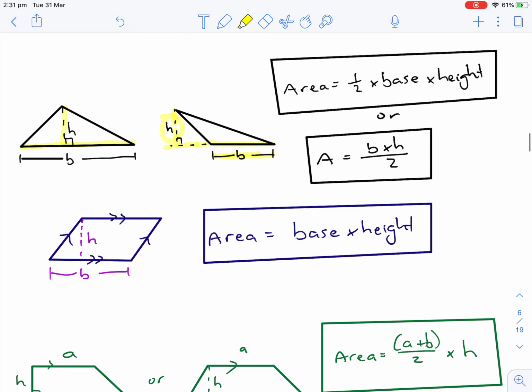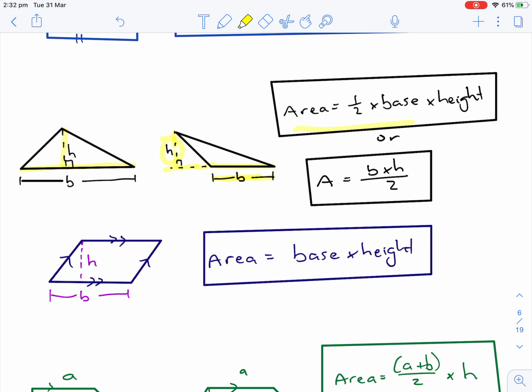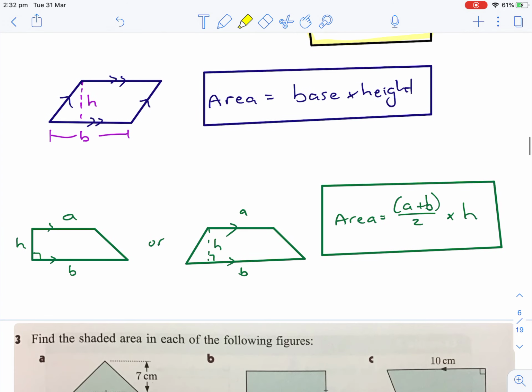It's half of base times height, which we traditionally have shown like this. You should also be comfortable seeing it like I've put it in the second box here. It means exactly the same, where I've gone base times half and then divided it by 2. So be comfortable with either of those.